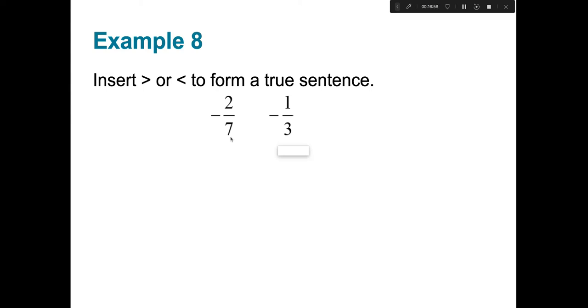What is our common denominator that we're going to use for a 7 and a 3? 21. So let's change both of these to 21. What do I multiply 7 by to get to 21? Whatever I do to the bottom, I have to do to the top. What do I multiply 3 by to get to 21? Whatever I do to the bottom, I have to do to the top. So now I have a negative 6/21 and a negative 7/21.